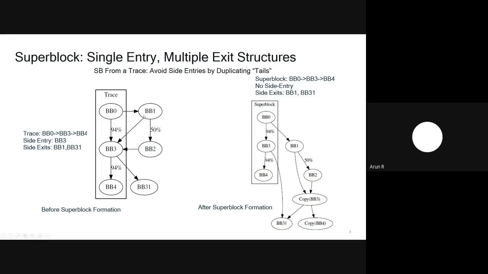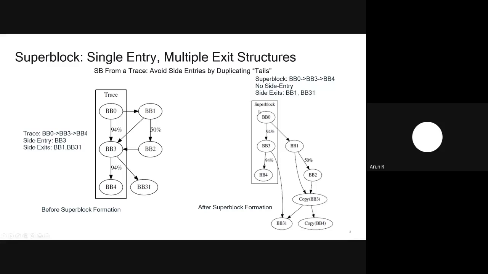So for instance, in the original program we had an entry from BB1 into BB3, so we will have an entry from BB1 into the copy of BB3. Similarly, from BB2 we had an entry into BB3, so instead of BB3 we will jump into the copy of BB3, and this part must be preserved. So we have this copy of BB3 to copy of BB4. That edge will also be preserved. So this is how we form superblocks from traces.